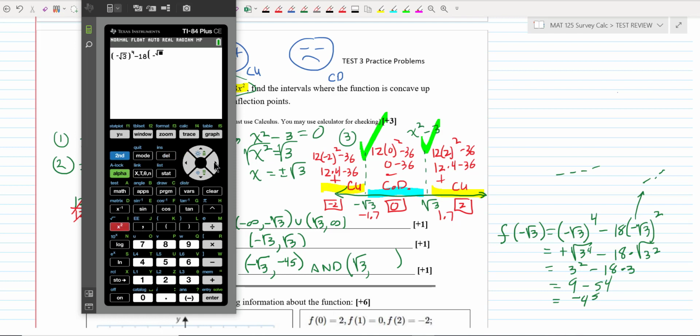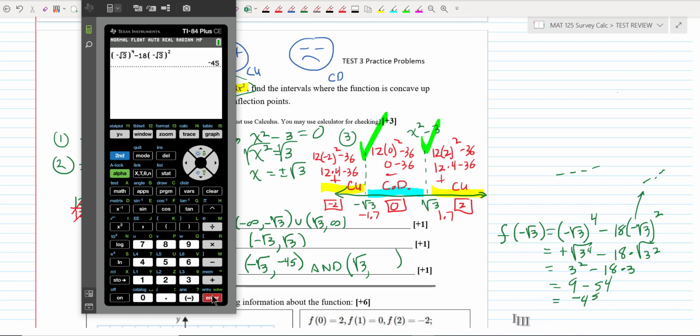So I put in square. Oh, come on, getting all messed up there. There we go. Okay, negative square root of 3, again, close parentheses to the 2nd power. So you can put that in and you got negative 45.